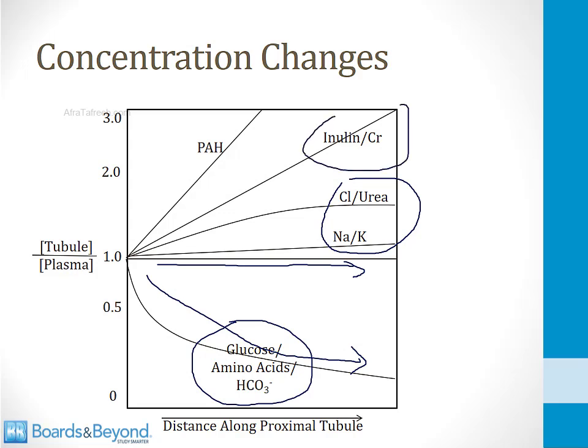Inulin and creatinine follow this straight line up here at an angle because they are not reabsorbed at all. And then finally, PAH, which is para-aminohippuric acid, actually has the steepest line of all. The reason it's like this is because it is secreted by the tubule. So not only is it not reabsorbed, but the tubular cells add PAH to the urine in the lumen, and therefore its concentration rises the greatest.